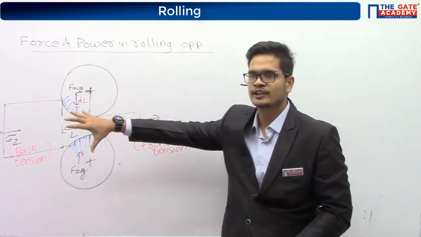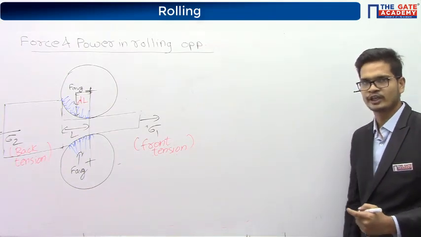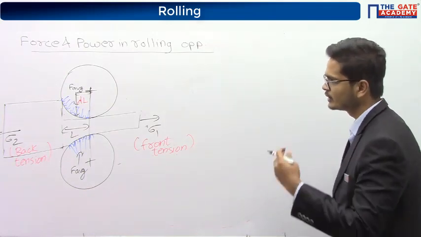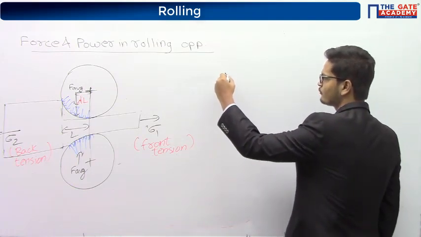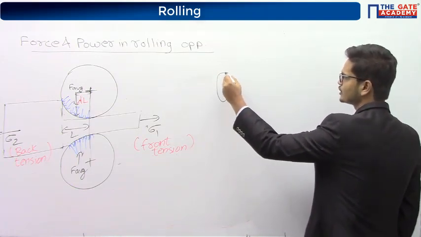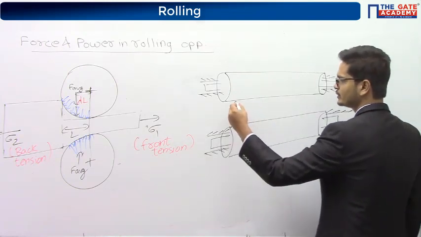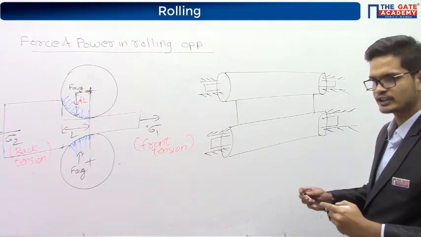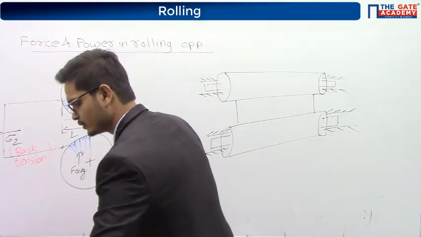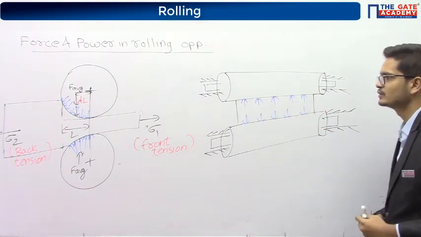See, if this is a side view of the rollers and the component, and you look at the component from the front, how will it look? We'll have two rollers in the form of cylinders, and in between we'll have the component. Now what I am saying is the component is applying some force onto the rollers, like this.